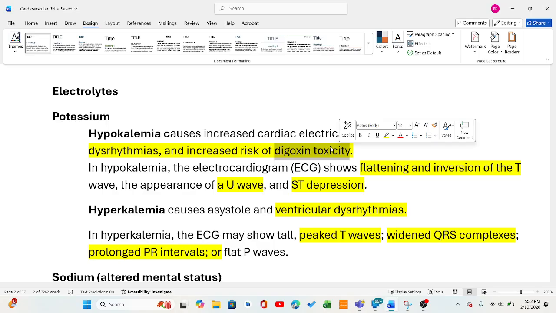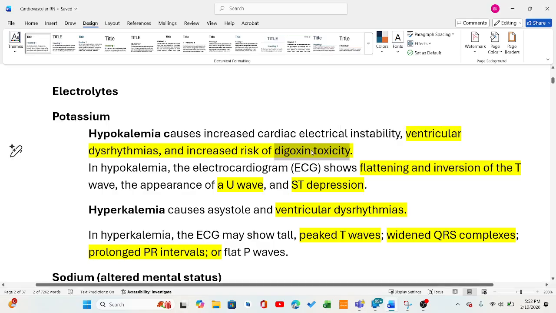So that is digoxin. They like asking digoxin a lot. I'll talk about digoxin later on in terms of the therapeutic levels and also digoxin toxicity. But one of the things that increases digoxin toxicity, which means that we have high levels of digoxin in the system, is going to be hypokalemia. So when the person's potassium levels are low, think about digoxin.